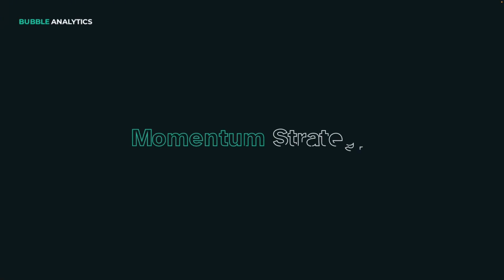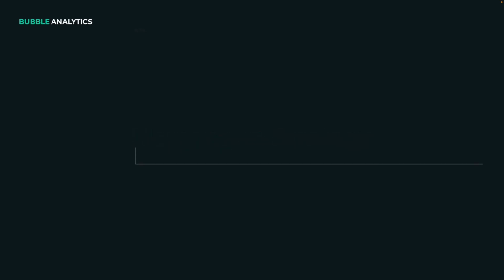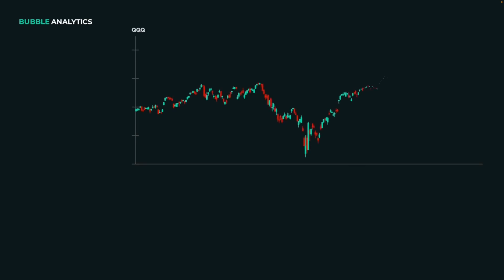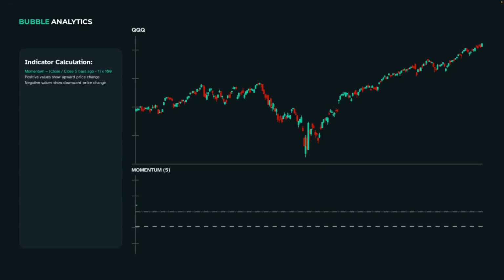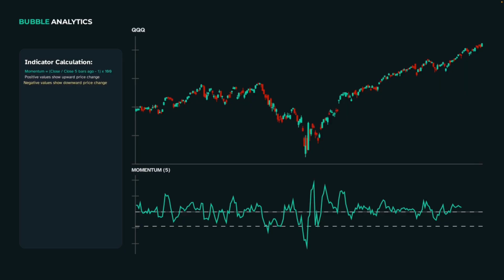Hey, this is Bubble Analytics, and this week we're going to have a look at a really good, effective, simple momentum strategy. So, momentum, it's a rate of change we're tracking. Effectively, it's how far and how fast a price has changed over a certain period of time. So in our case, we're going to be looking at the close today divided by the close 5 days ago. And that is going to create our little momentum graph that we see below, with positive values telling you that price has risen over a 5-day rolling period and negative values showing that price has fallen over that period.